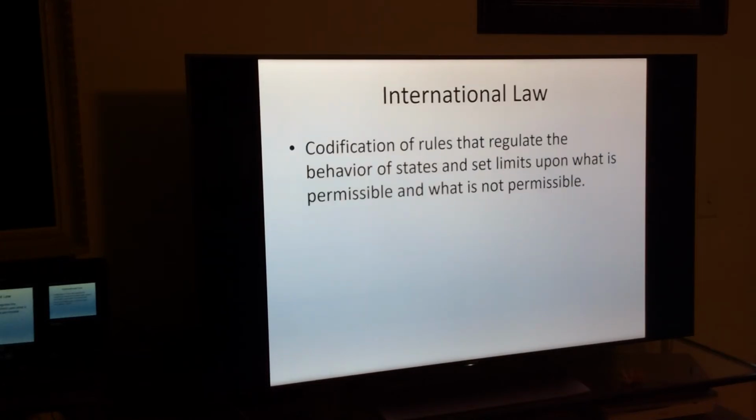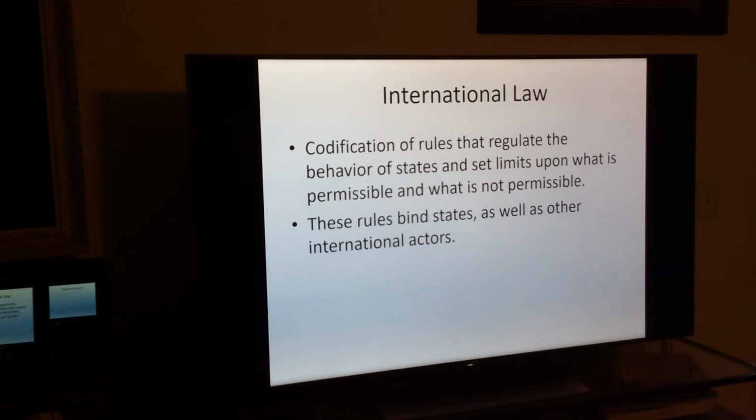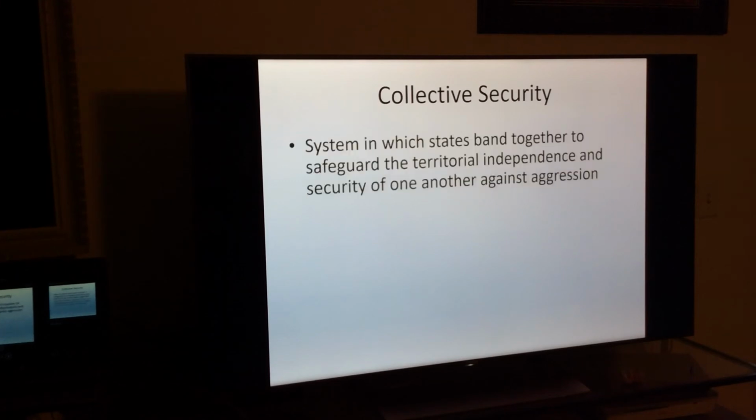International law, codification of rules that regulate the behavior of states and set limits upon what is permissible and what is not permissible. So international law, again, is the UN making laws, and that becomes international law, and all states or nations are tied to that law. These rules bind states as well as other international actors. So collective security, a system in which states band together to safeguard the territorial independence and security of one another against aggression. So states will come together to defend each other if there's an aggressive nation. So it's collective, all together.